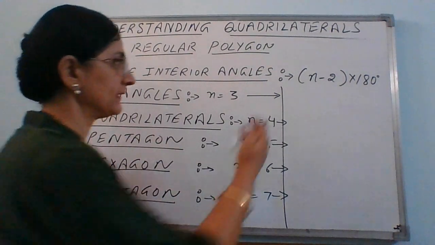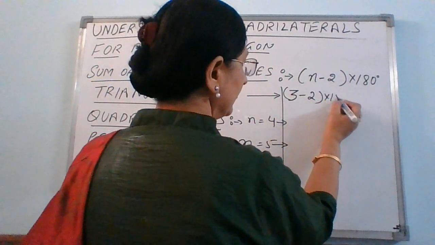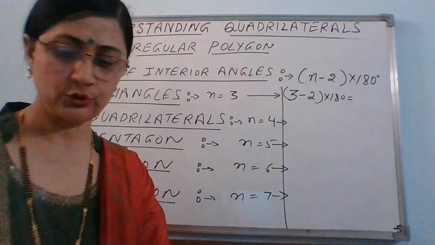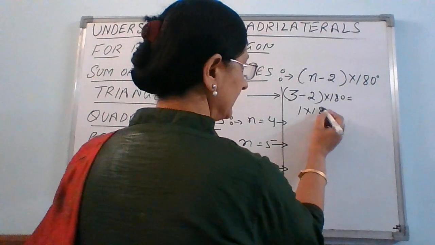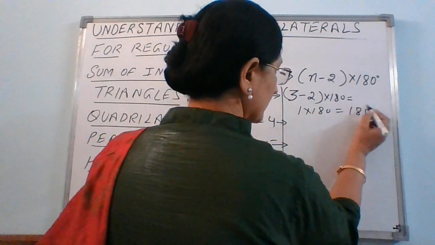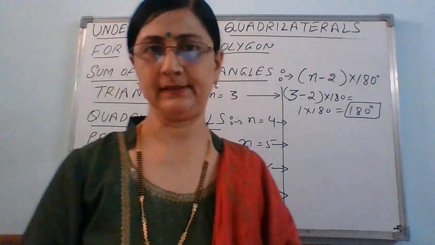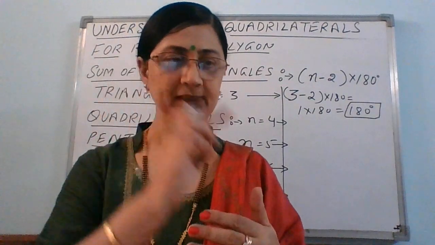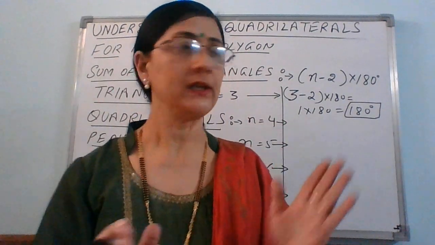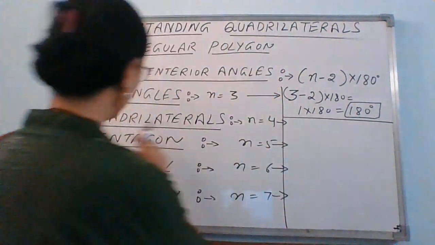Okay, triangle. n is 3 for triangles. So 3 minus 2 into 180. 3 minus 2 is 1, right? 1 into 180 is 180. So 180 degrees is the sum of interior angles of a triangle. Yes, we know the angle sum property: the three angles of a triangle total 180, right? Done.